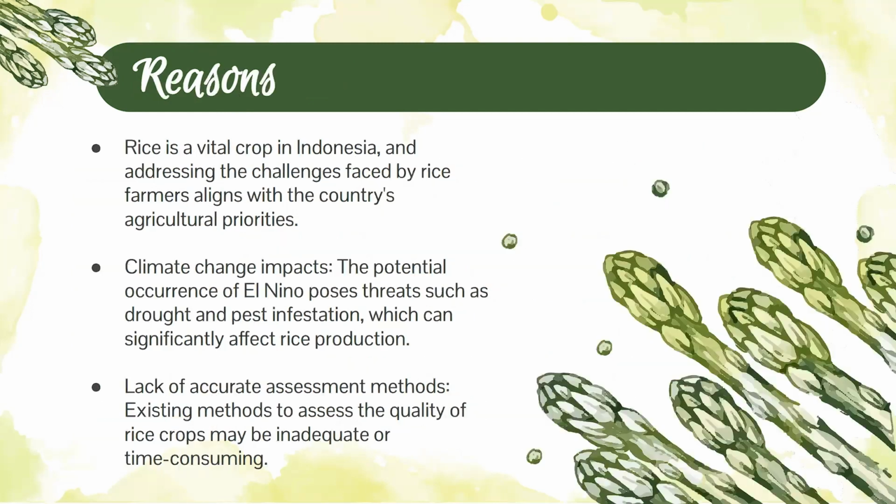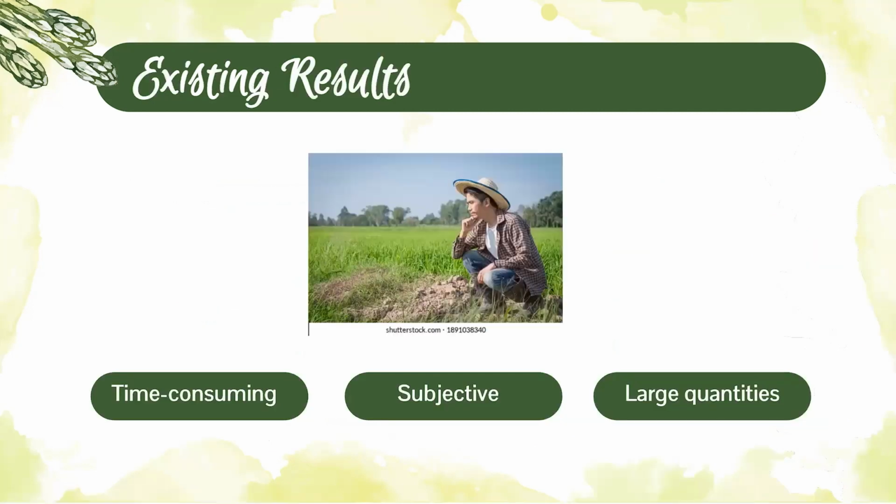Next, the reasons why we make this is because rice is a vital crop in Indonesia, and addressing the challenge faced by rice farmers aligns with the country's agricultural priorities for now. The climate change impacts the rice everywhere. The potential occurrence of El Nino poses threats such as drought and pest infestation, which can significantly affect rice production in Indonesia. And the last thing, lack of accurate assessment methods. The existing methods to assess the quality of rice crops may be inadequate or time-consuming. The expected result of this app is that we will reduce the time-consuming and subjective assessment of large quantities.